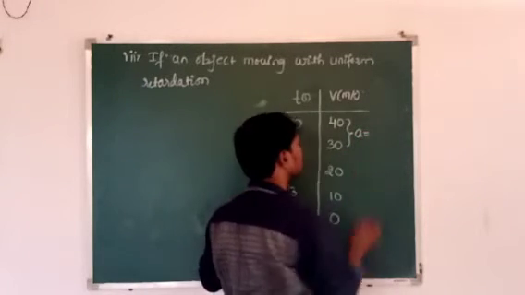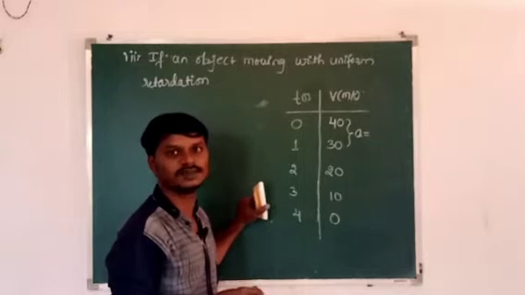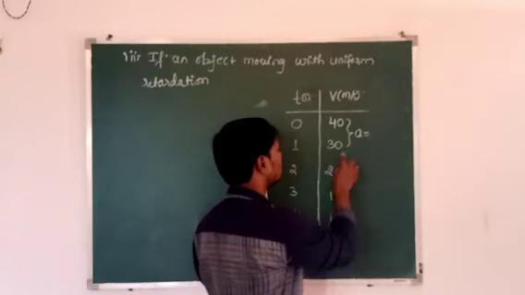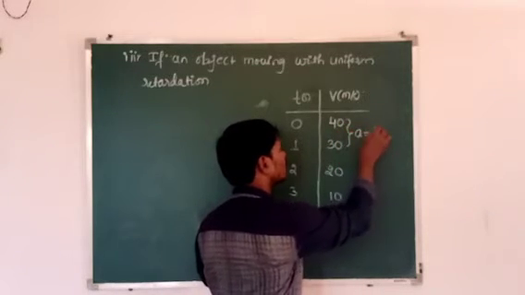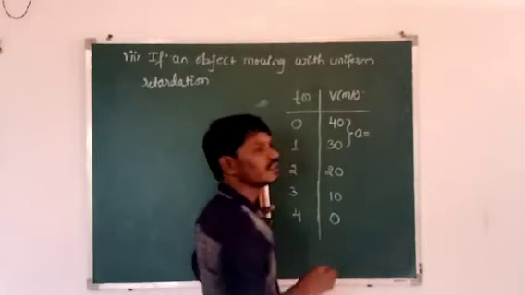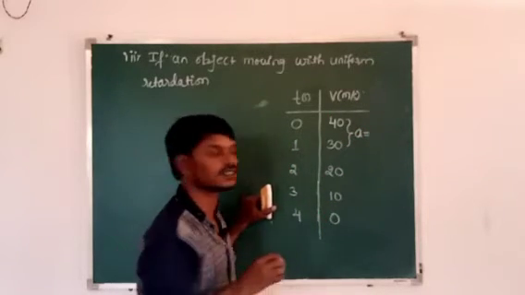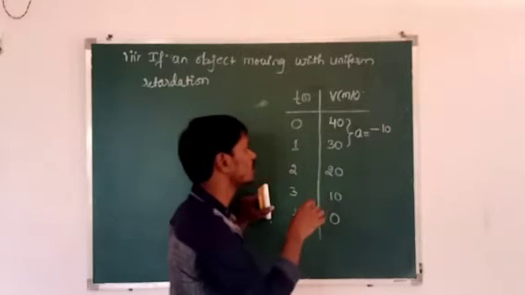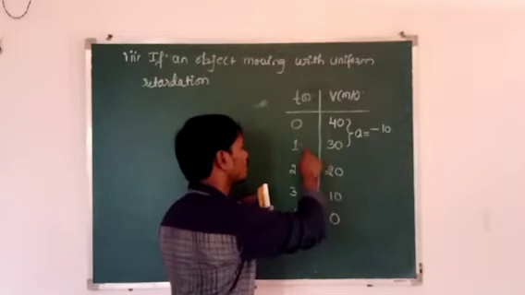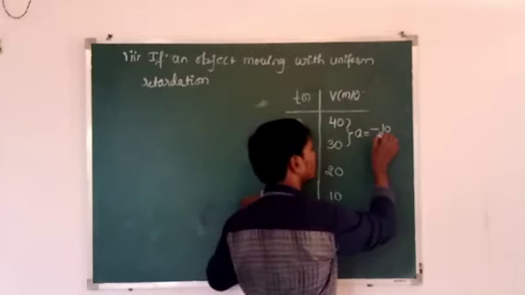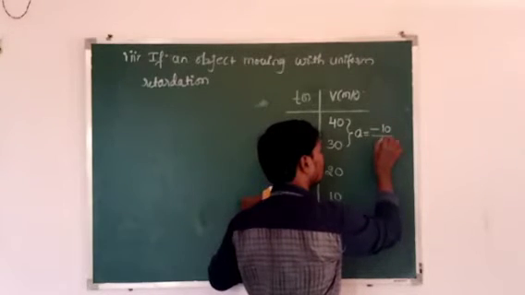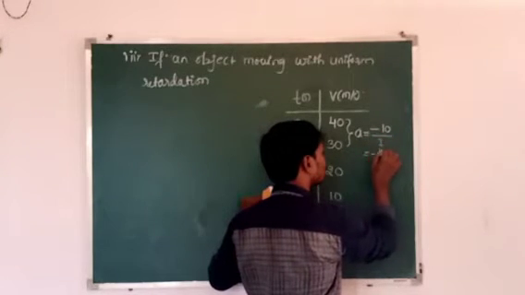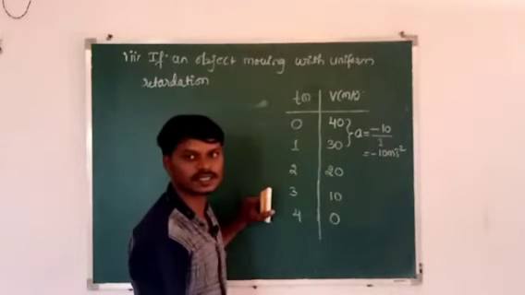A is equal to change in velocity divided by time taken. Then what is the change in velocity here? 30 minus 40 is minus 10. Then what is the time taken to decrease the velocity from 40 to 30? That is 1 second. So it is minus 10 divided by 1. Then it is minus 10 meter per second square.